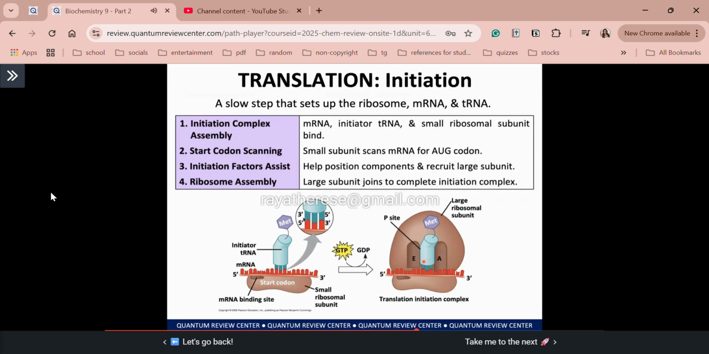And as you can see, class, upon scanning your start codon, it will be immediately transferred to the P site in order for your next tRNA to be accommodated. Now let's check the next process. See, one slide lang.